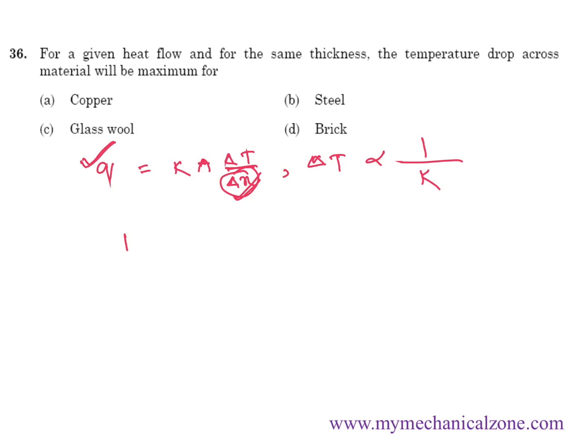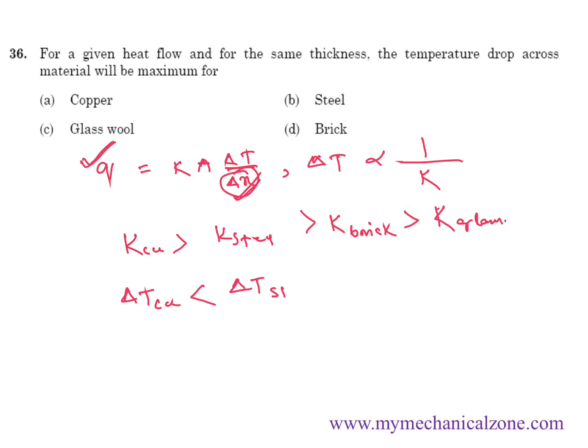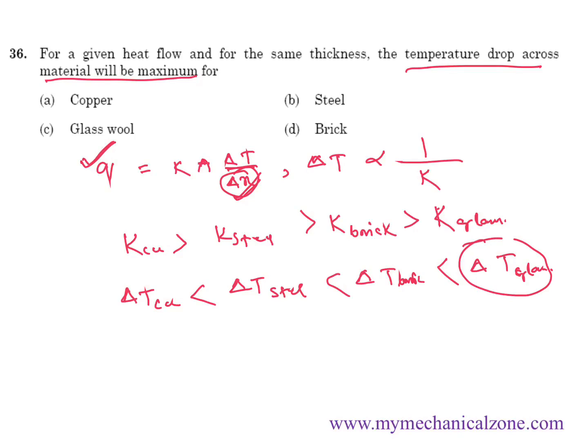From the options, K of copper is greater than K of steel, which is greater than K of brick, and K of glass wool is the lowest. Thermal conductivity of glass wool is lowest. So delta T of copper is less than delta T of steel, less than delta T of brick, less than delta T of glass wool. So the temperature drop across the material will be maximum for glass wool. C is your correct answer.